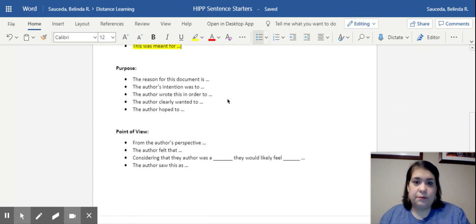If you scroll down to purpose, I don't see too many of these when I'm reading the DBQs, but if you know the topic, then these are easy to do.